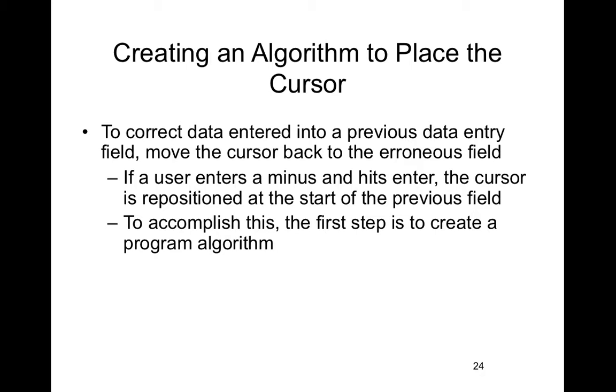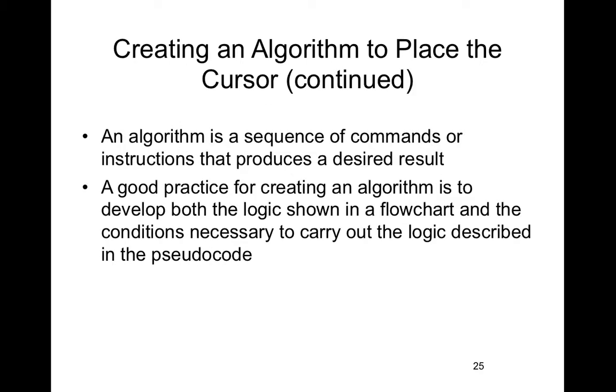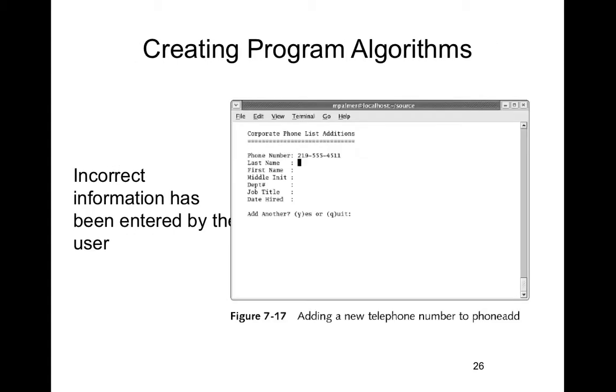So the user hits the minus and then enters, and the cursor is repositioned to the start position of the previous field, perhaps. The first step is to create a program algorithm: a sequence of commands or instructions that will result in the cursor being moved. Good practice is to develop both the logic, shown in a flowchart perhaps, and the conditions necessary to carry out the logic, so you can diagram it out.